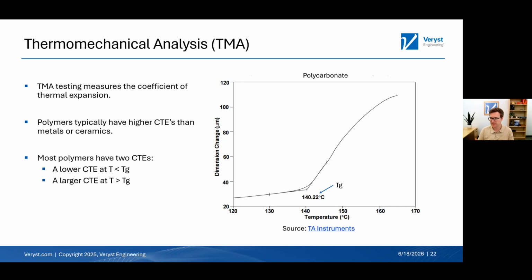That's something to think about as you're going through the analysis of your design. Where are you going to get more or less thermal stress risk from your material? If you are in fact going through Tg, you need to take that into account in your analysis.